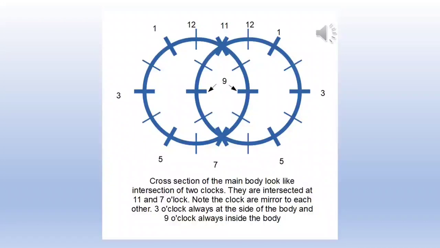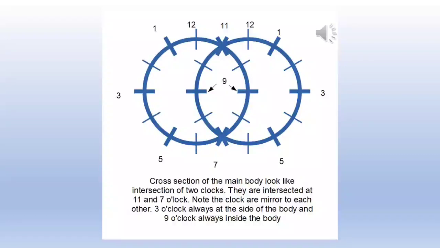Now, the cross section of the main body is like the intersection of two clocks, and they intersect at 11 and 7 o'clock. Look at the right hand side and left hand side. The left hand side is the mirror image of the right hand side. On the right, the 3 o'clock is at the right, but on the left hand side, the 3 o'clock is at the left. The right hand side is the common clock that you are seeing, but the left hand side is a mirror. Then they intersect at 11 o'clock and at 7 o'clock below.